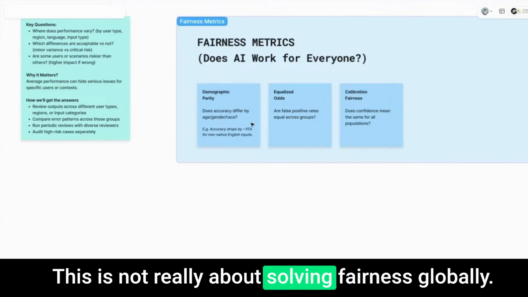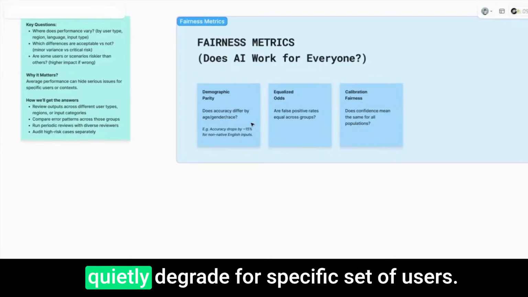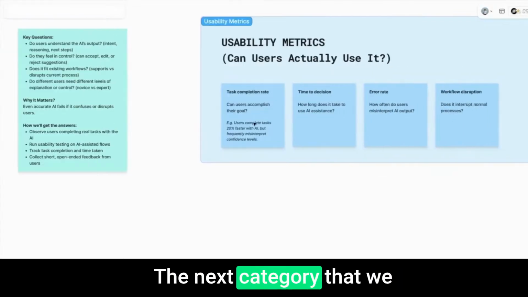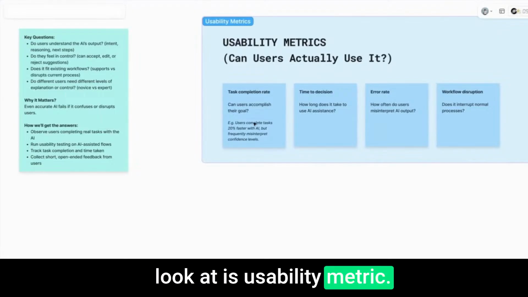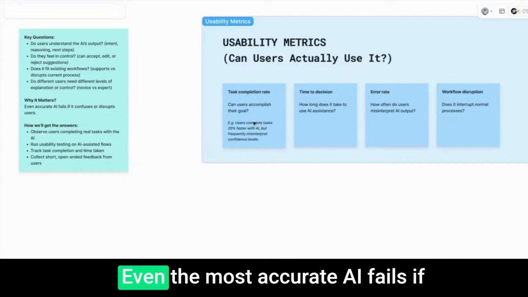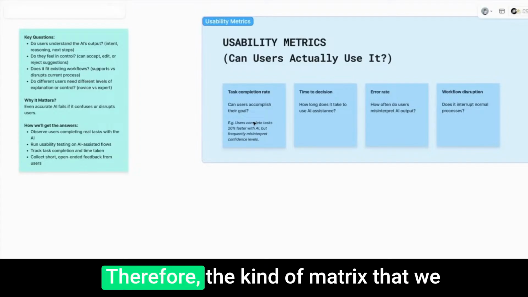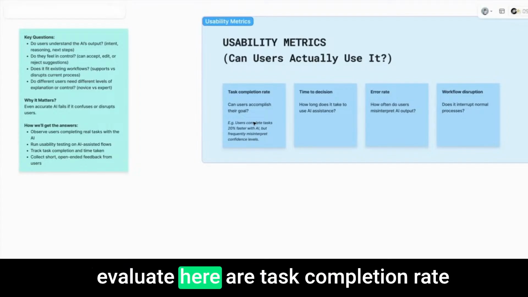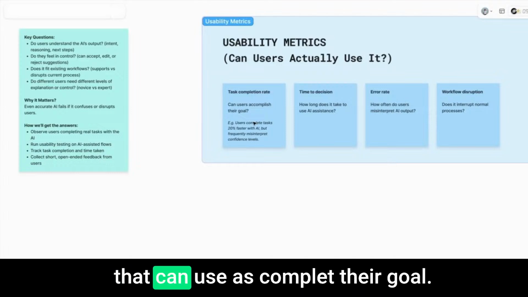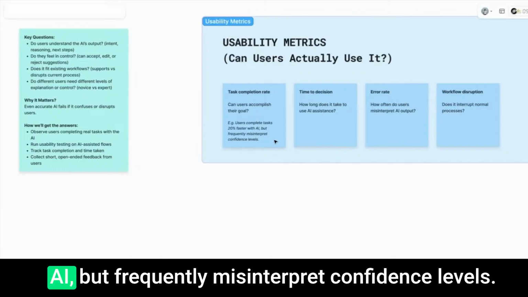This is not really about solving fairness globally, it's about making sure the quality does not quietly degrade for a specific set of users. The next category that we look at is usability metric, which is really about, can people actually use it? Even the most accurate AI fails if users cannot understand or use it. Therefore, the kind of metrics that we evaluate here are task completion rate, that is, can users accomplish their goal. For example, users complete tasks 20% faster with AI but frequently misinterpret confidence levels.